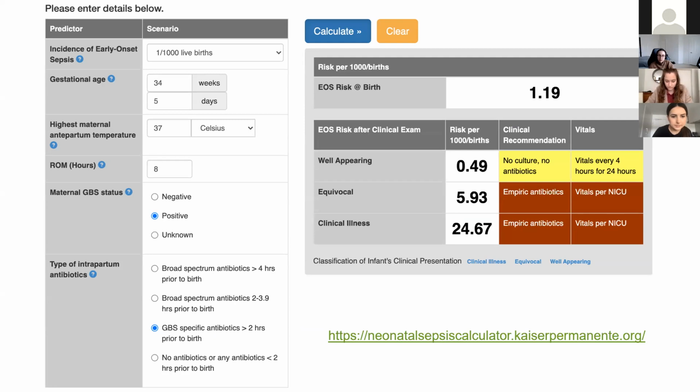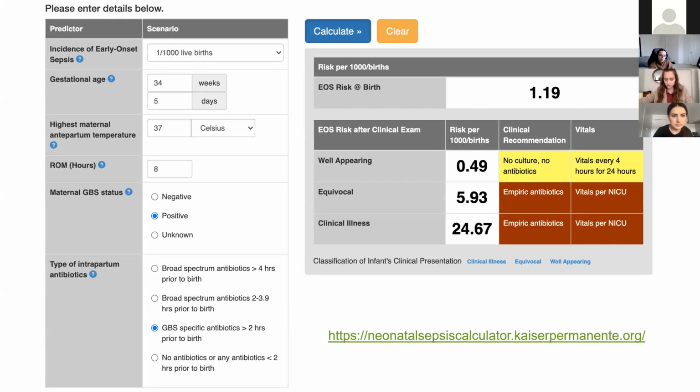And then it tells you if the baby looks well, then the clinical recommendation is to do nothing and do vitals every 4 hours. If they're kind of, I'm not really sure, they're not super well, but they're not unwell, then they would advise to do empirical antibiotics and vitals as per NICU. And if they're showing signs of illness like temperature instability, for example, then again, trying antibiotics.